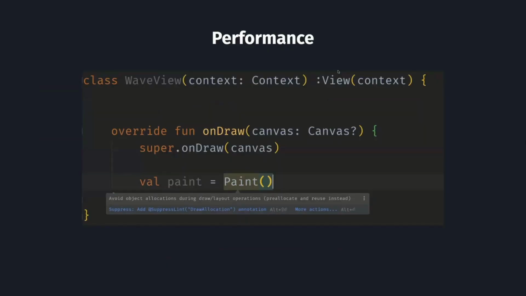The next category could be performance. Here I have this custom view called WaveView, and let's assume it draws sine waves inside a view. You can see inside onDraw, I'm allocating the Paint object, and I get a Lint warning saying that I should be avoiding object allocations inside draw and layout operations. This is actually hinting towards a performance issue, because onDraw and other layout functions can be called very rapidly, and allocating objects inside them can be expensive and lead to a performance drop. Rather, you should be creating a global variable here and allocating it only once, for example, in init.